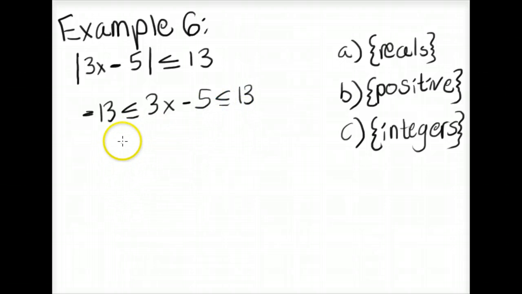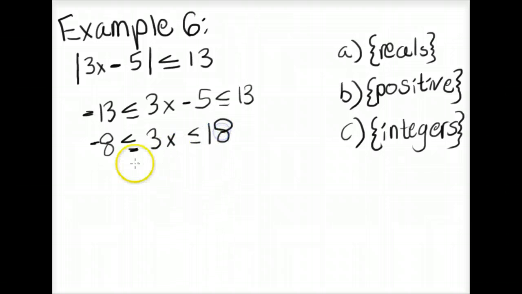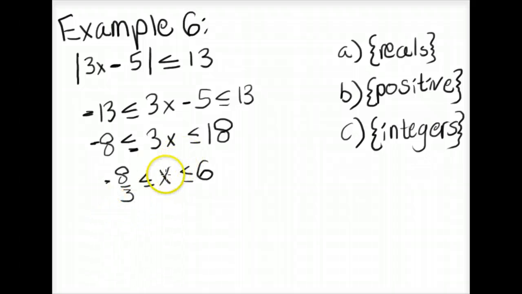Then, solving this inequality, we would get negative 8 is less than or equal to 3x, which is less than or equal to 18. And then dividing by 3, we would get negative 8 thirds is less than or equal to x, which is less than or equal to 6. So now we can graph this solution in each of these different domains.